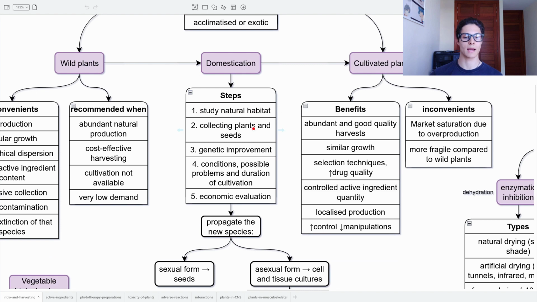Then to collect that plant and the seeds. Look for a genetic improvement. Number 4 is conditions, possible problems and duration of the cultivation. So actually create an analysis behind it. And number 5 is the economic evaluation.